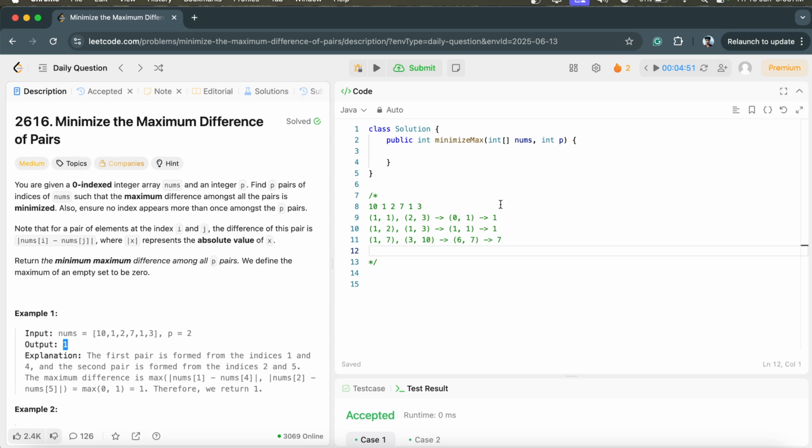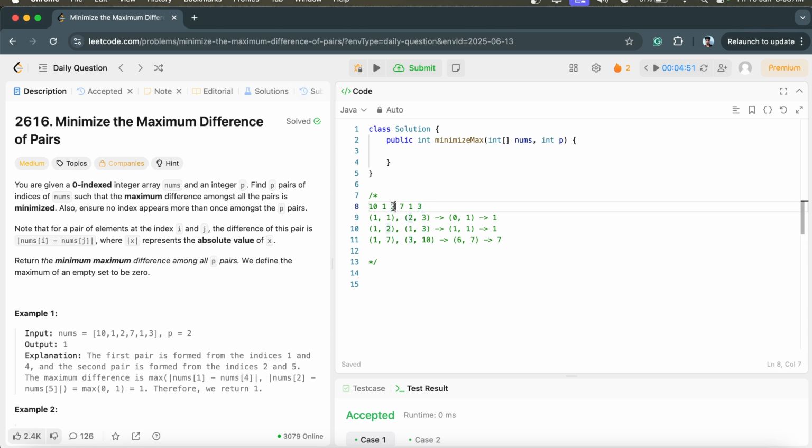Let us look into the same example. We have 10, 1, 2, 7, 1, 3. The first pair I have chosen is the two 1s. What is the difference between 1 and 1? It is 0, right? The second pair I can choose is 2 and 3. See here, I am not repeating the same indices. Once I choose 1 and 1, I cannot pick them in the next pairs. That is what they have said in the problem statement.